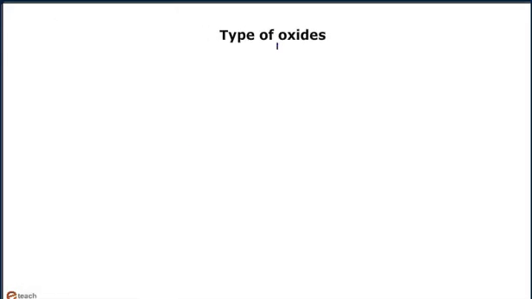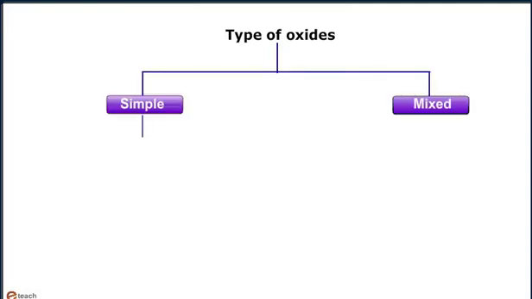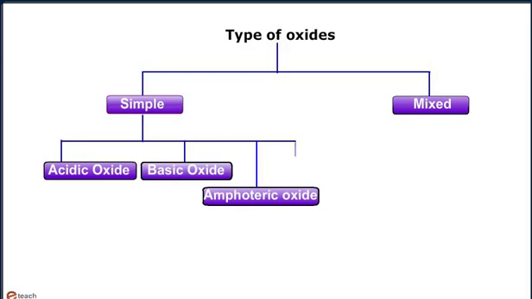The type of oxides of oxygen is simple and mixed. Simple is further divided into acidic oxide, basic oxide, amphoteric oxide, and neutral oxide.